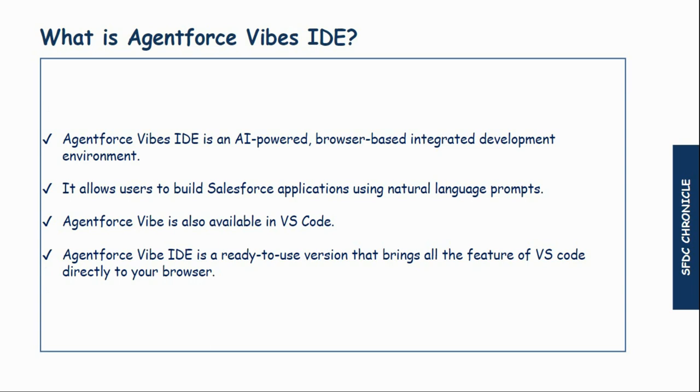And what about speed and experiment? Because it allows you to prototype ideas quickly, you can create a proof of concept, POC, or even a full application or website just by describing what you want and letting the AI generate the basic structure. Then you can refine and build from there. So that's why Agentforce Vibe matters. It makes coding faster, more accessible, and more creative.